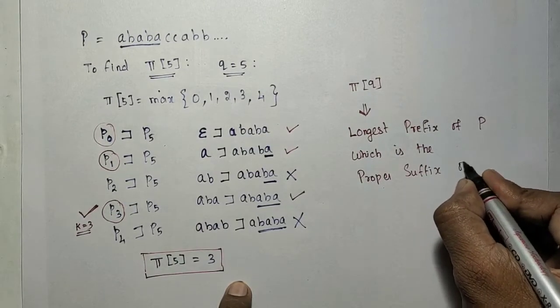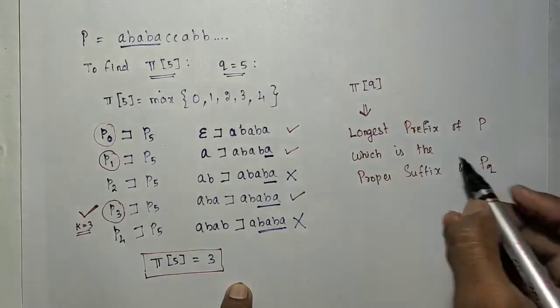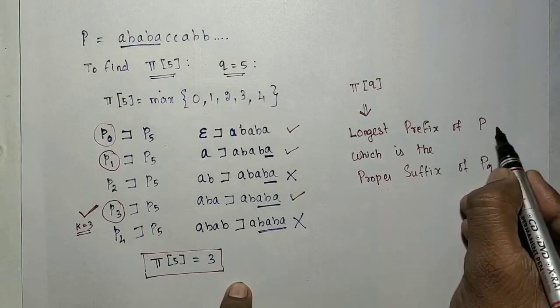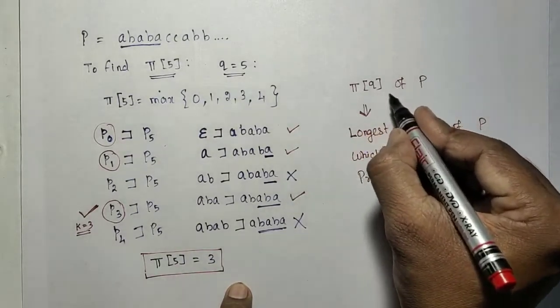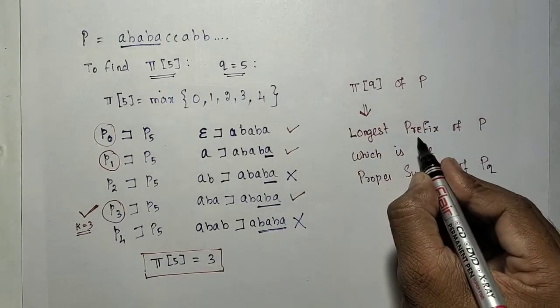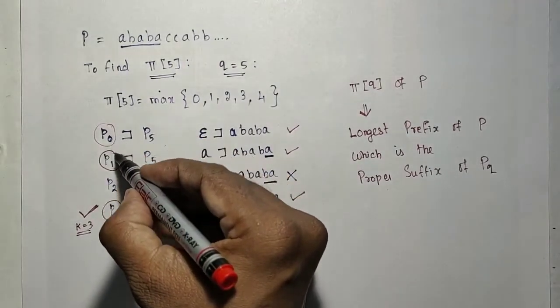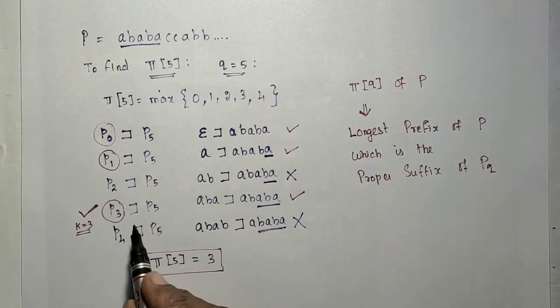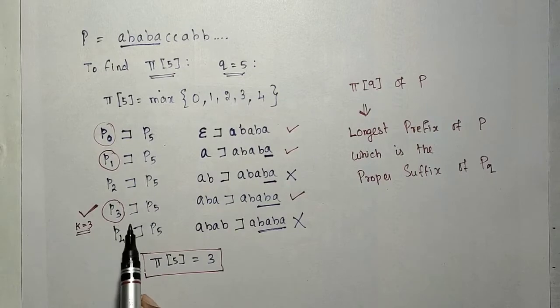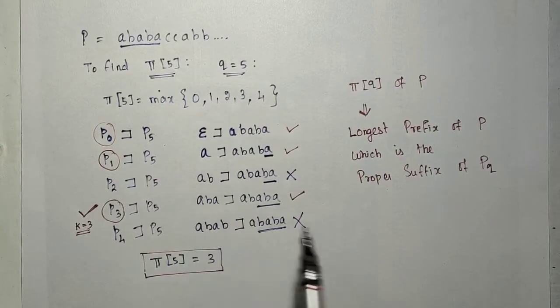Proper suffix of PQ. The string PQ, pi of Q of the pattern P, is defined as the longest prefix of P which is a proper suffix of Q. So we need to list out all the possible prefixes, and among those we need to check which is a proper suffix. Among that we filter for the maximum. So it is a very simple procedure.